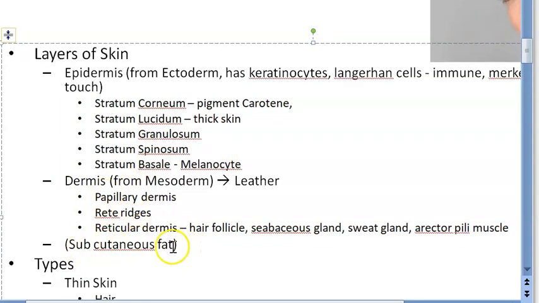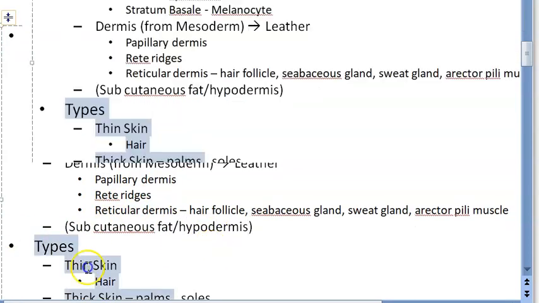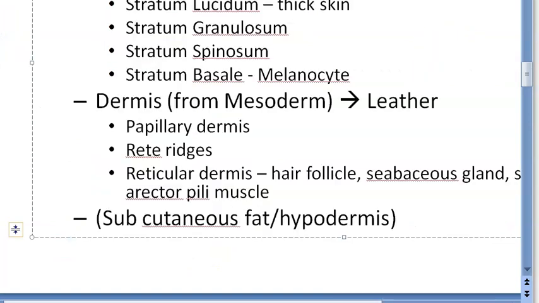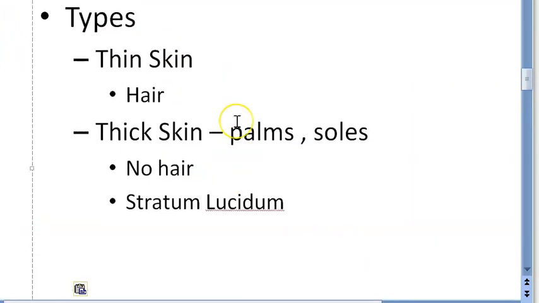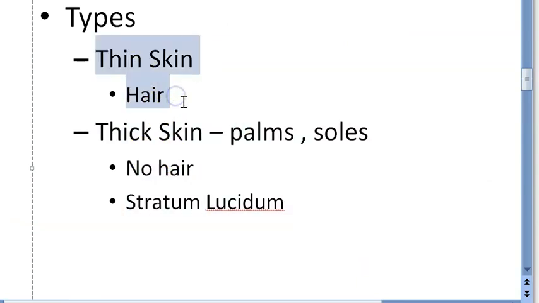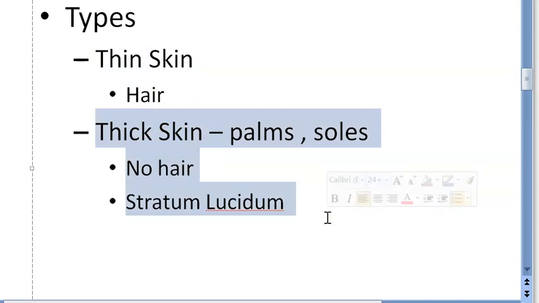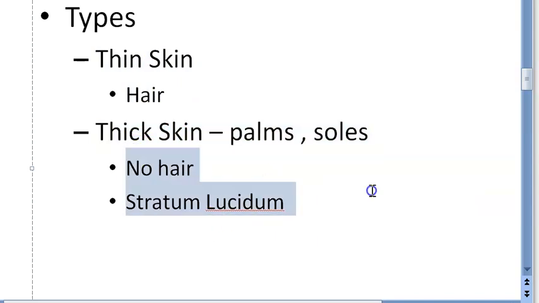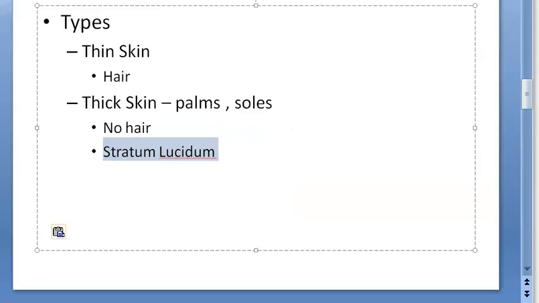Below the dermis, you have the hypodermis, or the subcutaneous fat, or the subcutis, you can say. Then coming to the types of skin, you have seen that there are two types of skin: the thin skin and the thick skin. The thin skin has hair; most of your body is covered with thin skin. Thick skin is where your palms, soles, etc. So basically, there is no hair in your thick skin, and the stratum lucidum is actually more prominent here.